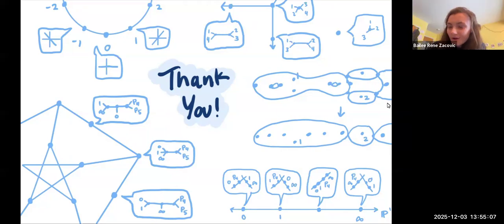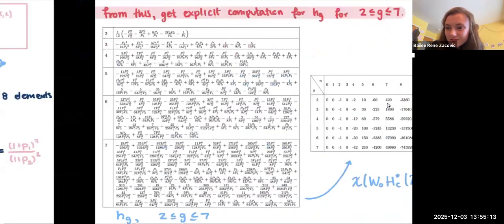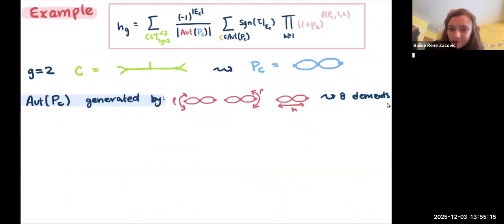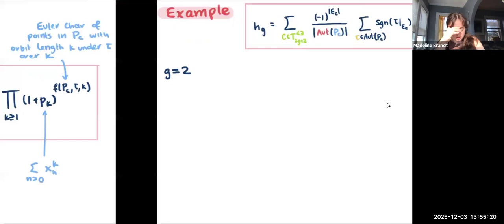I'm wondering, in the computation of little hg, it was a finite sum over trees. How does this number of trees grow in G? Oh, that's a good question.